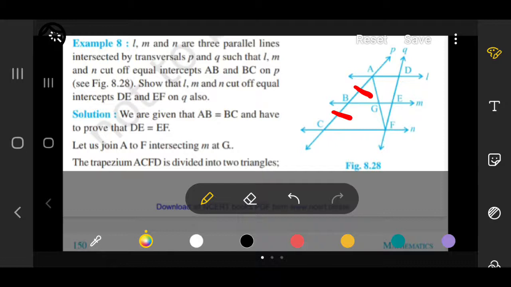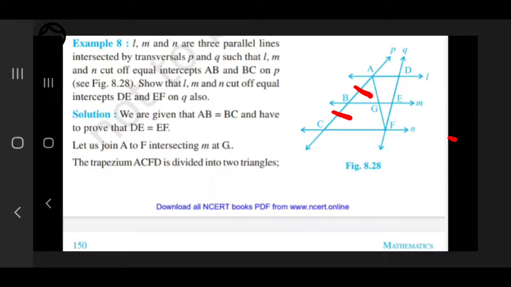In the same way, you have to prove that L, M and N cut off equal intercepts DE and EF on Q also. You have to prove that DE equals EF. To prove that DE equals EF, we have to use the midpoint theorem. How can we use the midpoint theorem? First consider the triangle ACF.